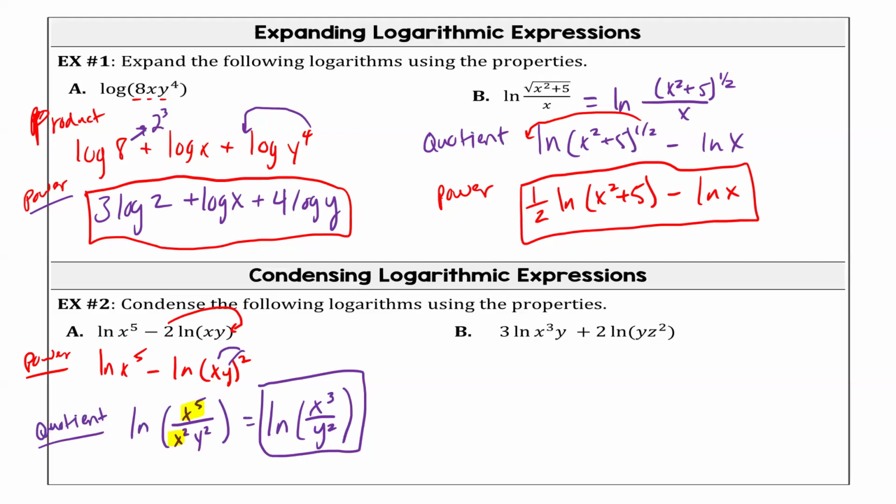All right. Between these two examples, working backwards, expanding, I now want you to try B. If you don't feel confident doing B in the notes, then do it on a separate piece of paper or do it in pencil. But I want you to try and condense B and simplify it. Condense and simplify.